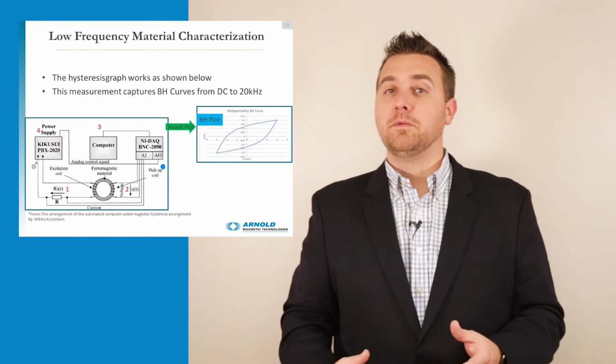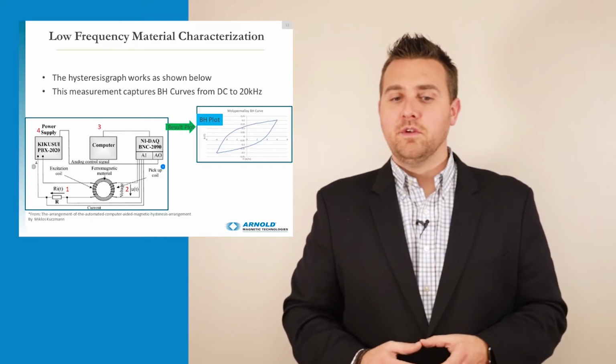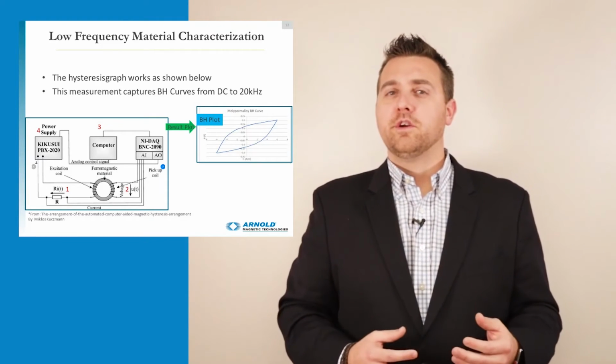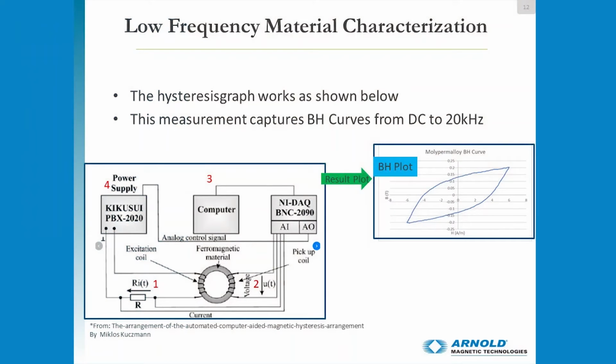For low frequency material characterization, we're going to use a traditional hysteresis graph. The hysteresis graph is going to generate a BH curve plot, much like the one that you see on the screen in front of you on the right side. And we're going to get that full hysteresis loop from the first quadrant, second, third, fourth, and back to the first. So we're going to understand how that material is going to perform from DC to the 20 kilohertz range. So again, lower frequency material characterization.